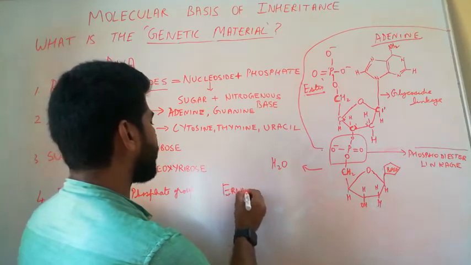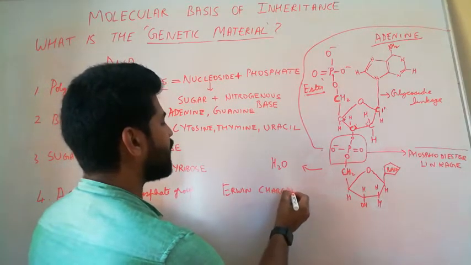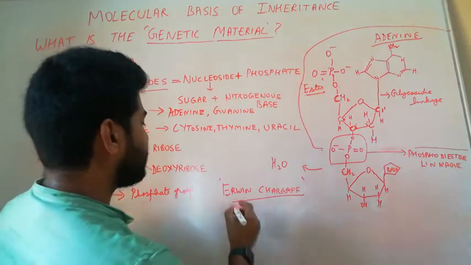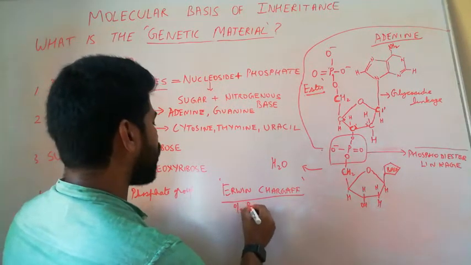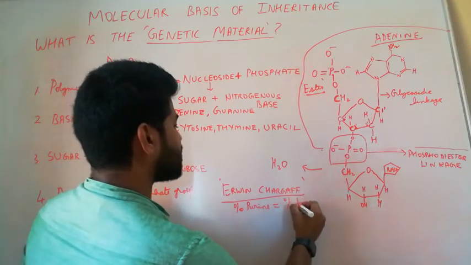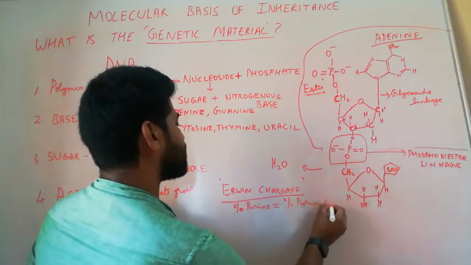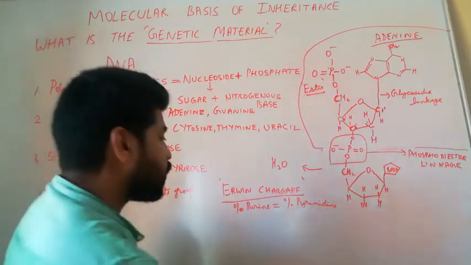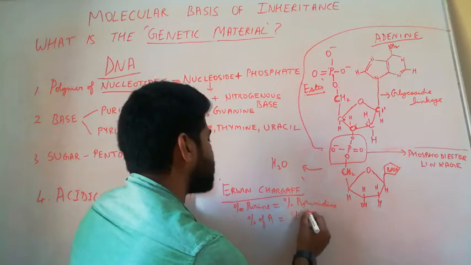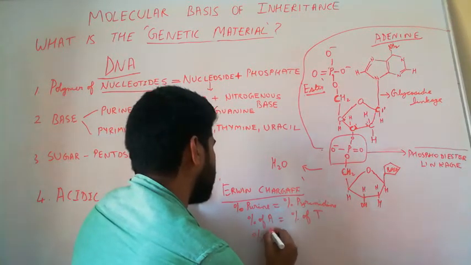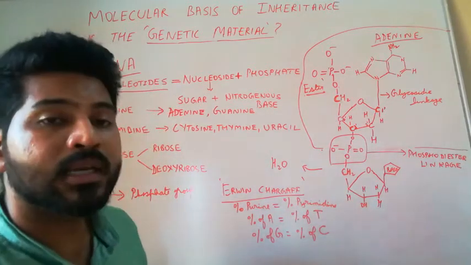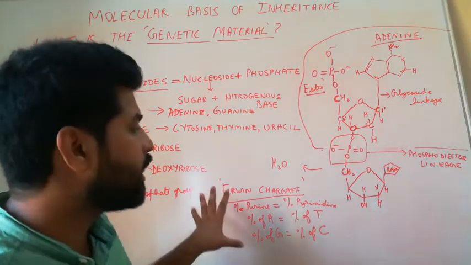Erwin Chargaff, these are now famously called Chargaff's rules. According to Erwin Chargaff, the total percentage of purines in a DNA molecule is equal to the percentage of pyrimidines, and also the percentage of adenine is always equal to the percentage of thymine, and guanine is always equal to that of cytosine. These are the observations made by Erwin Chargaff.